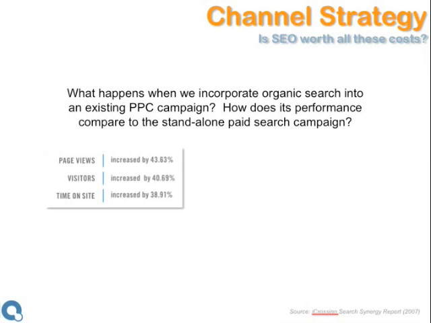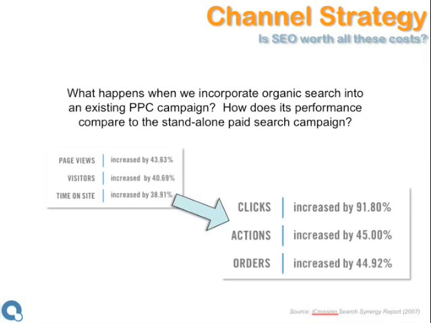Well, one thing that iCrossing found in a search synergy report that they did was that when using the two channels in tandem, you see an increase in page views, in visitors, and in time on site. Not only that, but looking at some more actionable metrics, consider clicks, actions, and orders. So almost double the number of clicks.